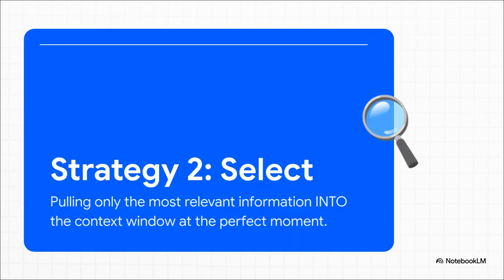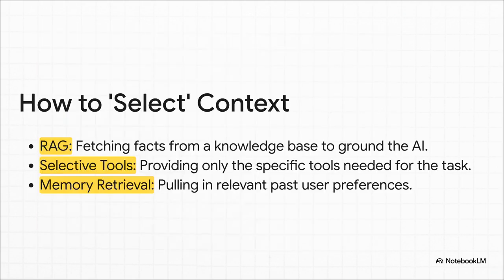Okay, so if write is all about getting information out of the short-term memory, select is its perfect partner. It's the art of pulling only the most critical pieces of information into the context window at the exact moment they're needed, while keeping all the other noise out.